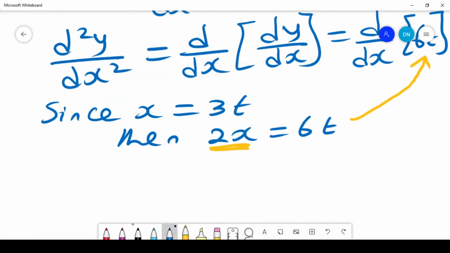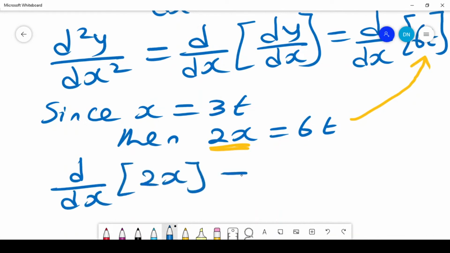So then I could say d/dx. Instead of 6t, I'll say 2x. And that should give me a solution of 2. That would be the answer for that.